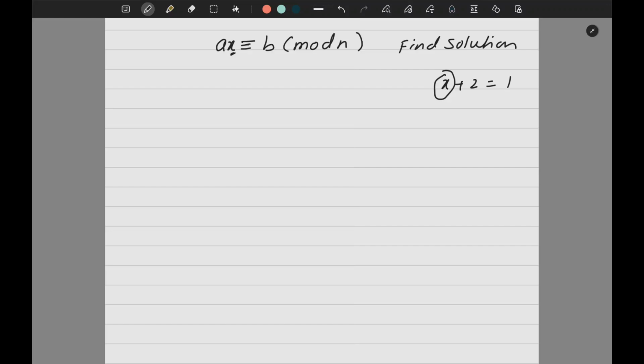So now, what is the procedure that we need to understand? Before understanding the procedure, I need to check whether the solution exists or not, or if it exists, what type of solution I have, right? So what is the working procedure?